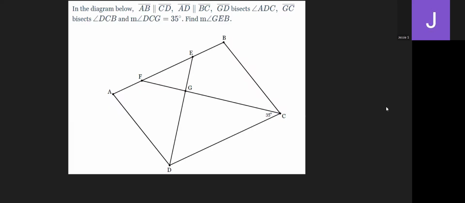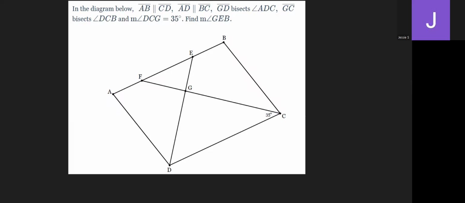Okay, we're given that AB is parallel to CD. AD is parallel to BC. We're also given that GD bisects angle ADC. GC bisects angle DCB. We're given the measure of angle DCG is 35 degrees. We're looking for the measure of angle GEB.